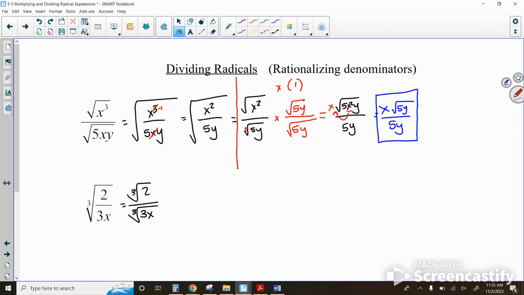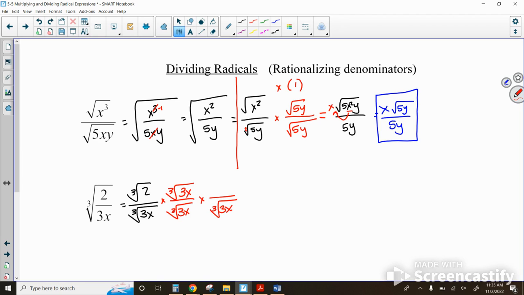The problem up here was a square root. You only need 2 of a kind to create a perfect square. But for a cubed root, you need 3 of a kind. So what I'm going to do is multiply this by a fraction, and I'm going to multiply it by the cubed root of 3x. And whatever you do to the bottom, you got to also do to the top. But I'm going to do it one more time. Why do I do it one more time?